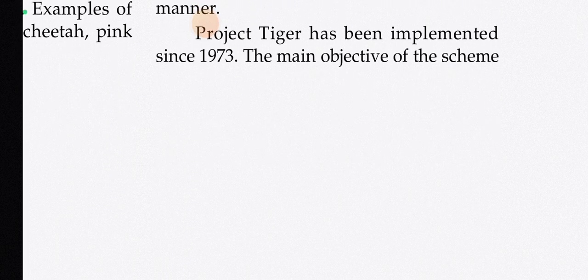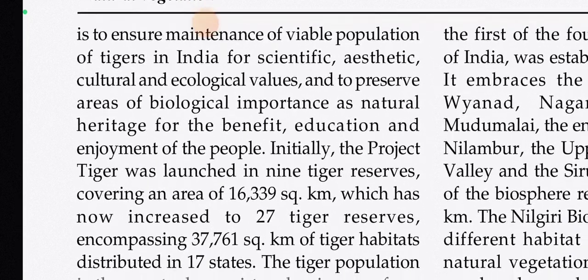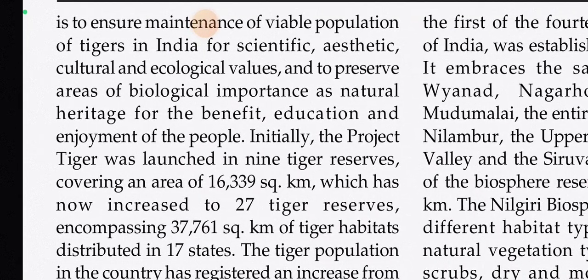Project Tiger has been implemented since 1973. The main objective of the scheme is to ensure maintenance of viable population of tigers in India for scientific, aesthetic, cultural and ecological values, and to preserve areas of biological importance as natural heritage for the benefit, education and enjoyment of the people. Initially, the Project Tiger was launched in 9 tiger reserves covering an area of 16,339 square km, which has now increased to 27 tiger reserves encompassing 37,761 square km of tiger habitats distributed in 17 states.